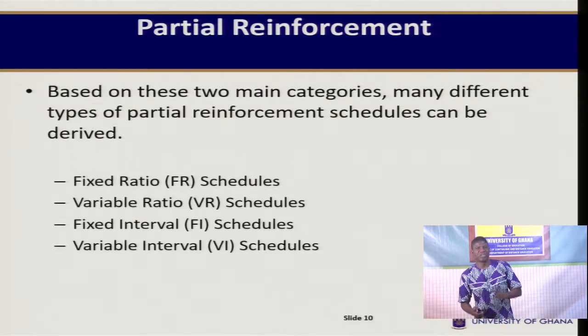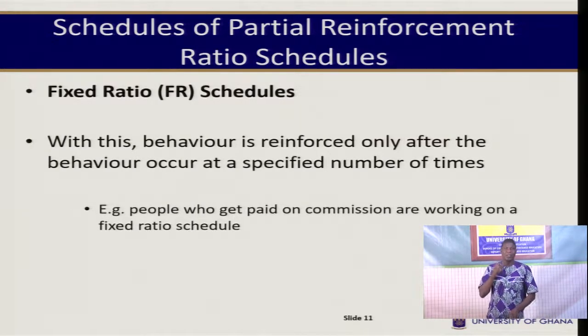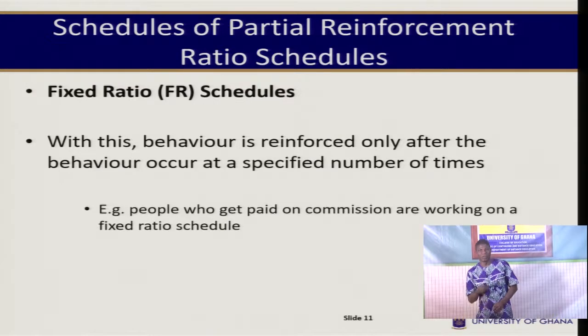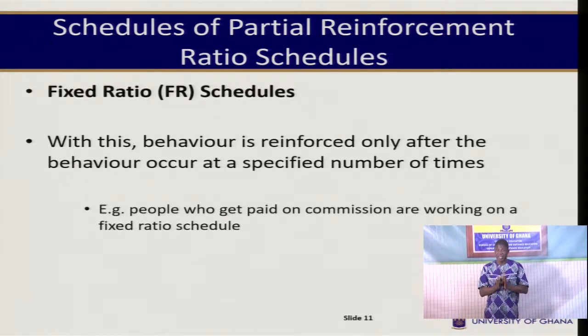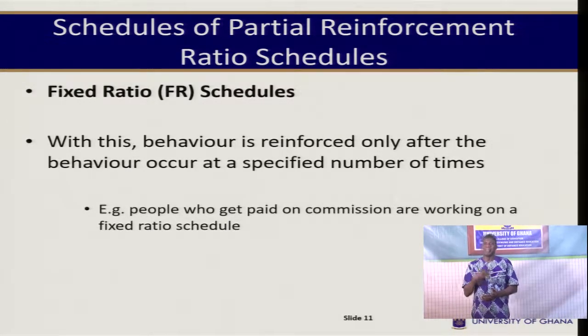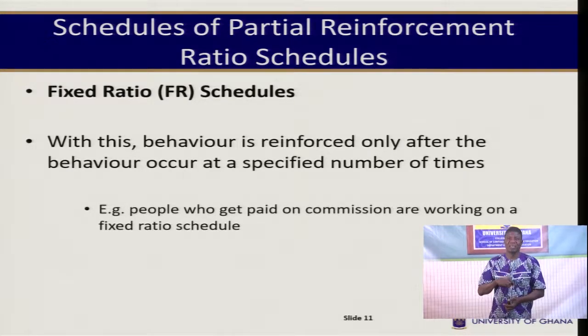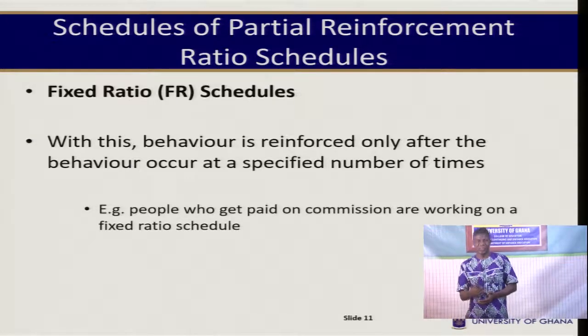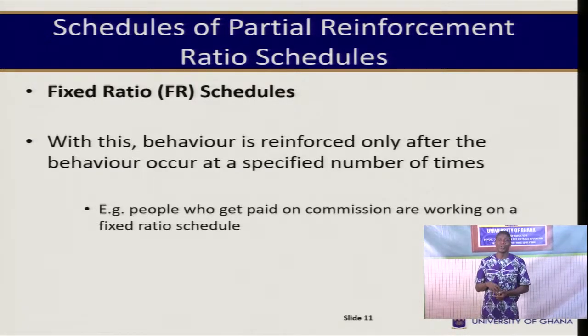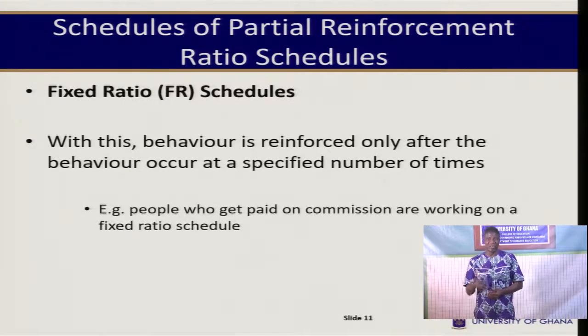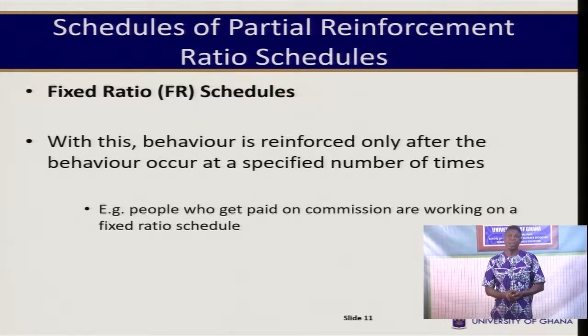Let's take the very first one, fixed ratio schedule of reinforcement. With this, behavior is reinforced only after the behavior occurs a specified number of times. So we look at the number of times of a behavior before we provide the reinforcement.